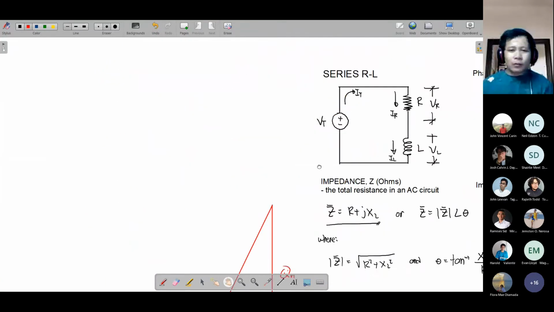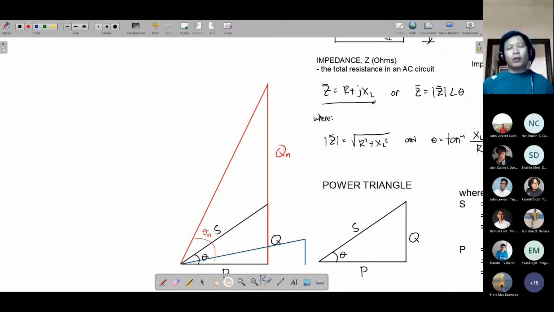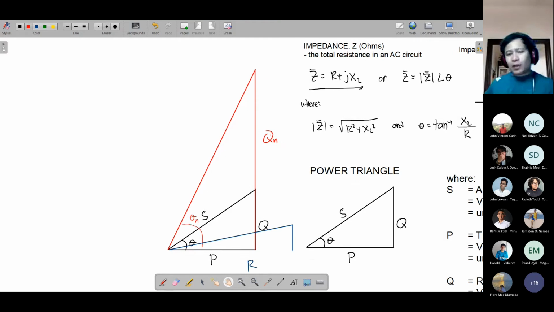So unsa may mga components nga pwede makapadako sa inductance? Okay? Mga components nga makapadako sa inductance, any equipment nga naay winding. Example, motor. Di ba? Electric motor naay winding. So basically, inductance man na. Kana yung electric motor, inductive man na siya in nature.